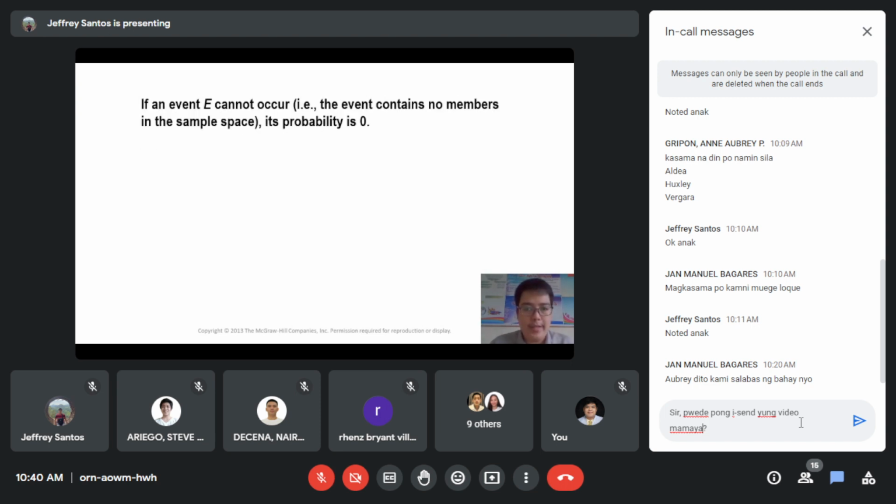For the next one, if an event capital E cannot occur, for example, the event contains no members in the sample space, then automatically its probability is 0. There is no chance. So therefore, 0% siya. If an event capital E is certain or sure na sure naman, then its probability is 1 or 100%. So please also take note that the sum of the probabilities of all the outcomes in the sample space is 1 or 100%. Kapag pinag-add nyo yung sum ng probabilities of the elements of the sample space to occur, then its sum is just 100%.